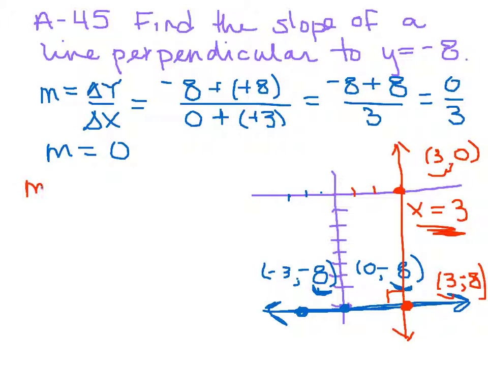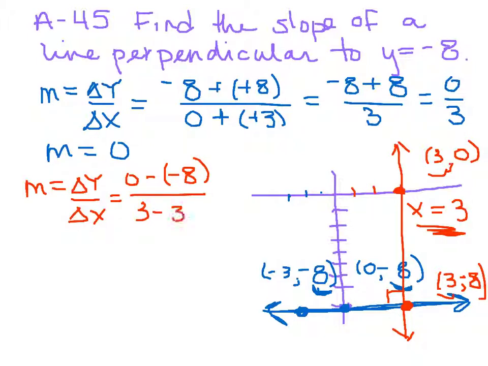So that slope is going to be equal to the change in y over the change in x, which is going to give me 0 minus negative 8 over 3 minus 3. Once again, that becomes a plus, plus, and I get 8 over 0. Well, that slope, my friend, is undefined. So a line whose slope is 0 and a line whose slope is undefined will always be perpendicular. All right, there you go.